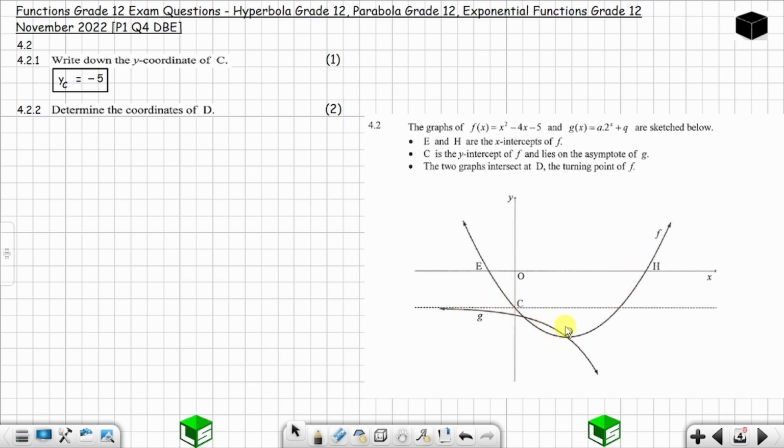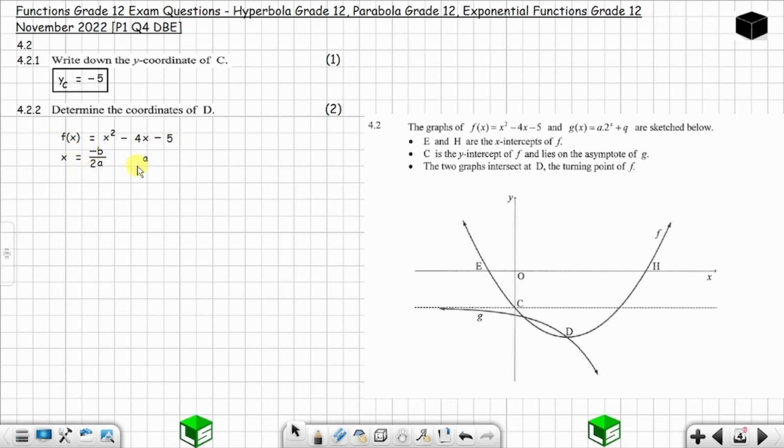To get the coordinates of the turning point, you can use calculus, the first derivative, or you can use the formula x is equal to negative b over 2a. You are given f of x is equal to x squared minus 4x minus 5. This formula gives the x-coordinate of the turning point, which is D.